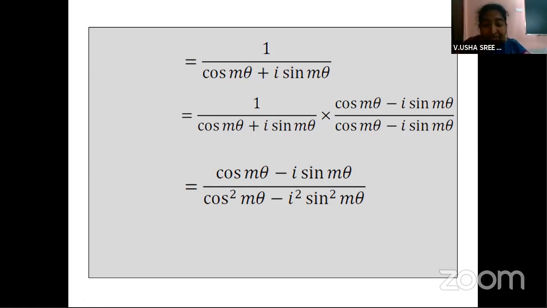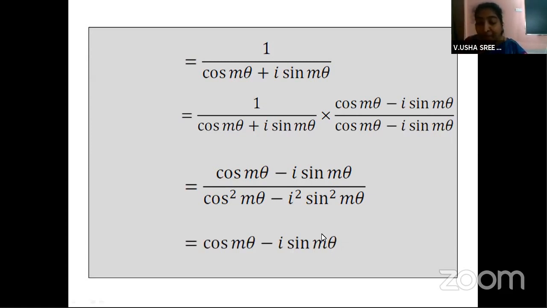When you have minus 1, children, this minus and this minus 1, it becomes plus. Cos square mθ plus sin square mθ is 1. Why? It is one of the identities in trigonometry. When the whole denominator takes the value 1, you will be left with the answer cos mθ minus i sin mθ.